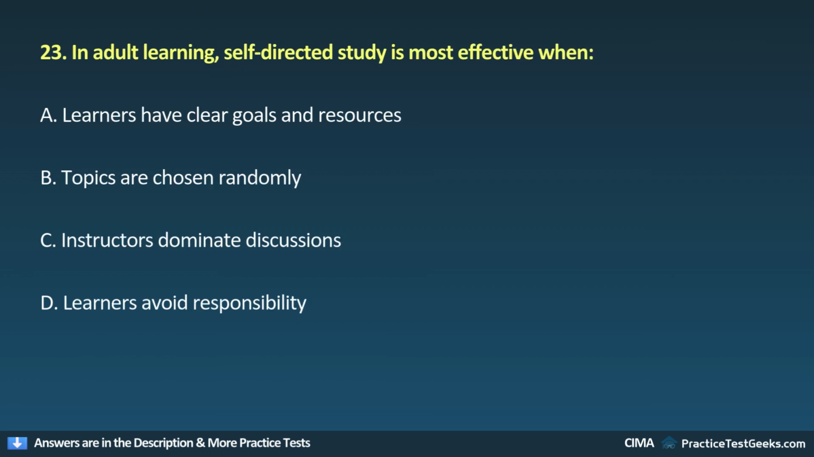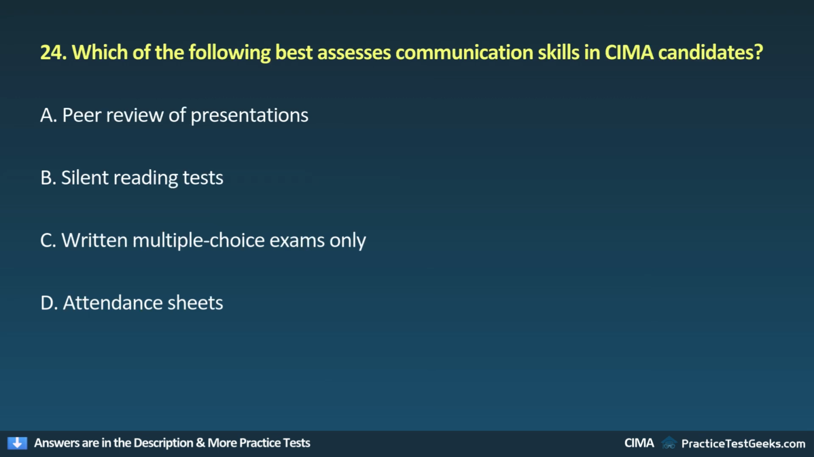23. In adult learning, self-directed study is most effective when A. Learners have clear goals and resources. B. Topics are chosen randomly. C. Instructors dominate discussions. D. Learners avoid responsibility.